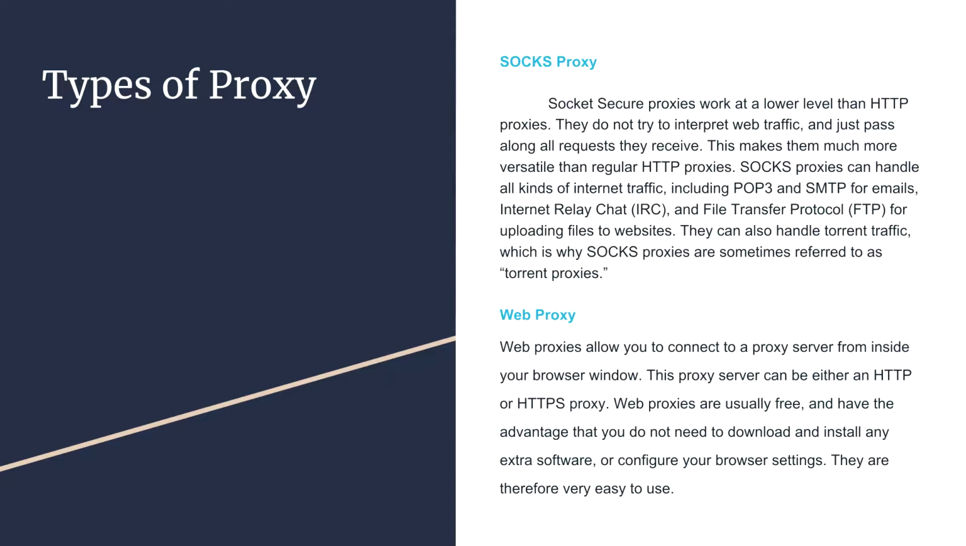SOCKS proxies work at a lower level than a standard HTTP proxy. They do not try and interpret web traffic, they just pass along all the requests they receive. This makes them much more versatile than regular HTTP proxies. SOCKS proxies can handle all kinds of internet traffic, including POP3, SMTP for emails, Internet Relay Chat, or FTP, or File Transfer Protocol, for uploading files to websites. They can also handle torrent traffic, which is why SOCKS proxies are sometimes referred to as torrent proxies.